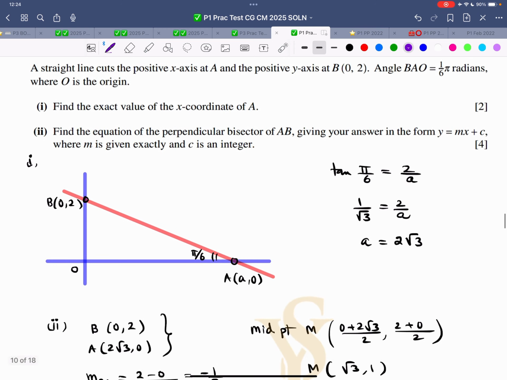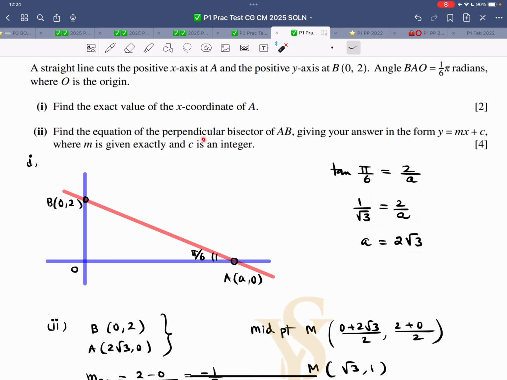First of all, I drew a diagram. This one is 0, 2. This one I have labeled it as A, 0. It's not given, I have labeled it. And this angle BAO, this is pi by 6. This is the height, this is the base. Therefore, tangent of pi by 6 is height over base. The base is the x coordinate. So tangent of pi by 6, the unrationalized form is the one that I'm using. 1 over root 3 is 2 over A. A comes out to be 2 root 3. That is the first thing.